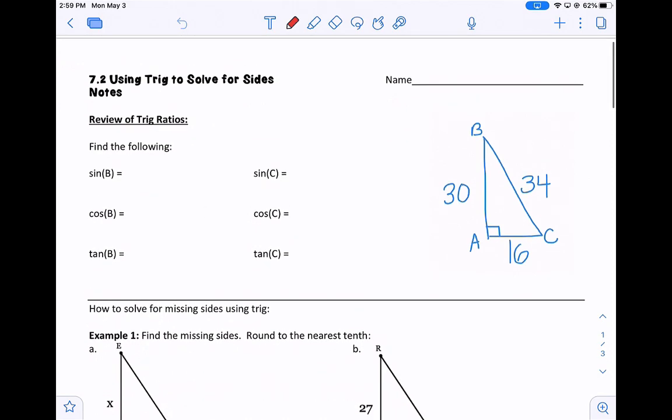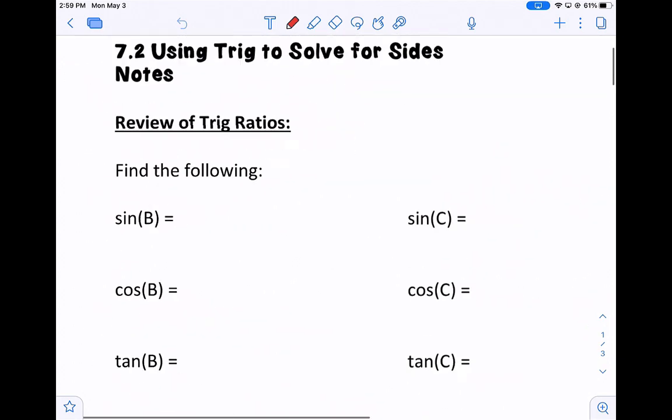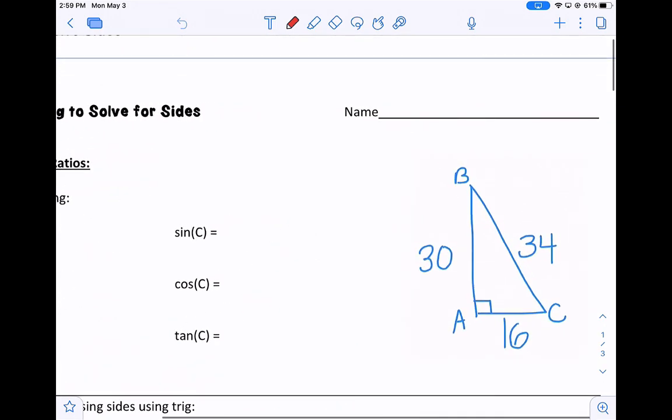In section 7.2, we're going to use trig to solve for sides of a right triangle, but first we're going to review the trig ratios. So in our warm-up here, find the following. Sine of b, so this is telling us what angle we're looking at, b. I like to circle my angle here, and I'm going to label all the sides in relation to where angle b is.